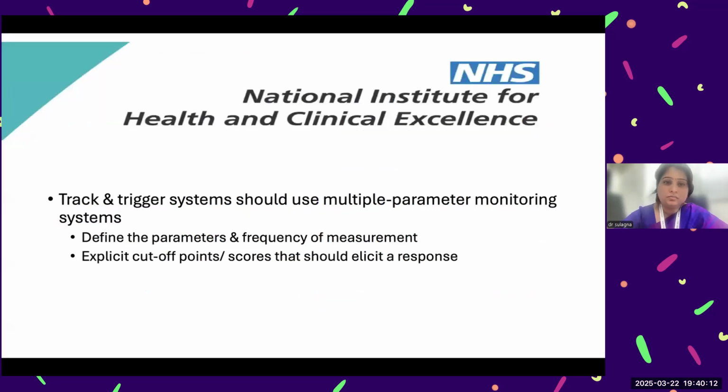So the track and trigger systems that should be used are the multiple parameter monitoring systems, and they should have a definition of the exact parameters, and also define the frequency of measurement. The explicit cutoff points and the scores that are thresholds to elicit emergency response should also be defined.